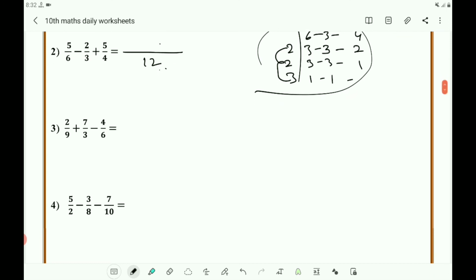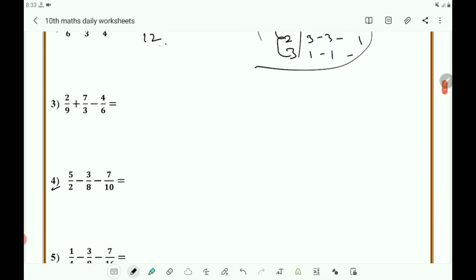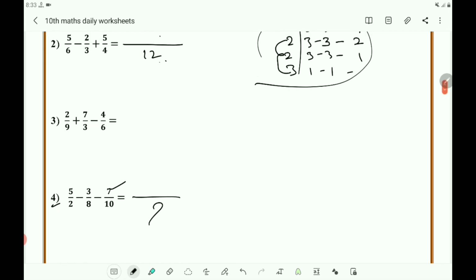Next one, the fourth one. 5 by 2 minus 3 by 8 minus 7 by 10. In this case, first you get the LCM. After that, find out by which number 5 is to be multiplied. Again find out by which number 3 is to be multiplied. 7 is to be multiplied by which number, that is to be found out.